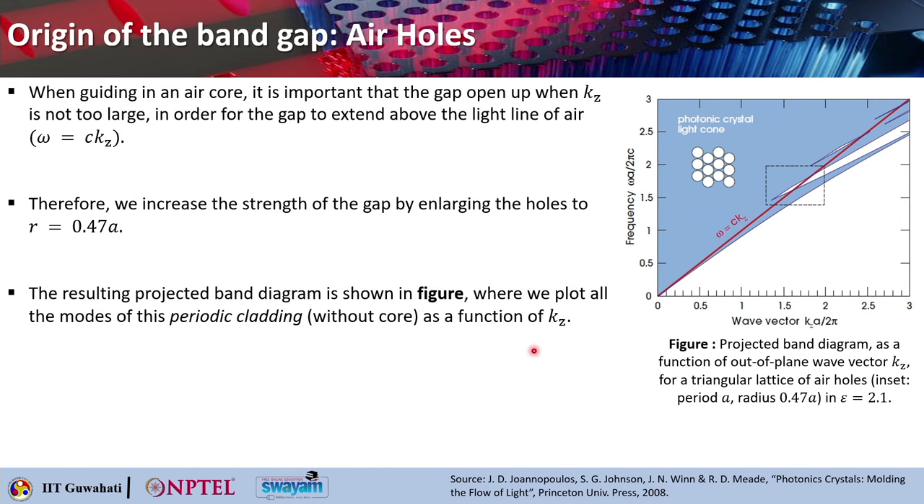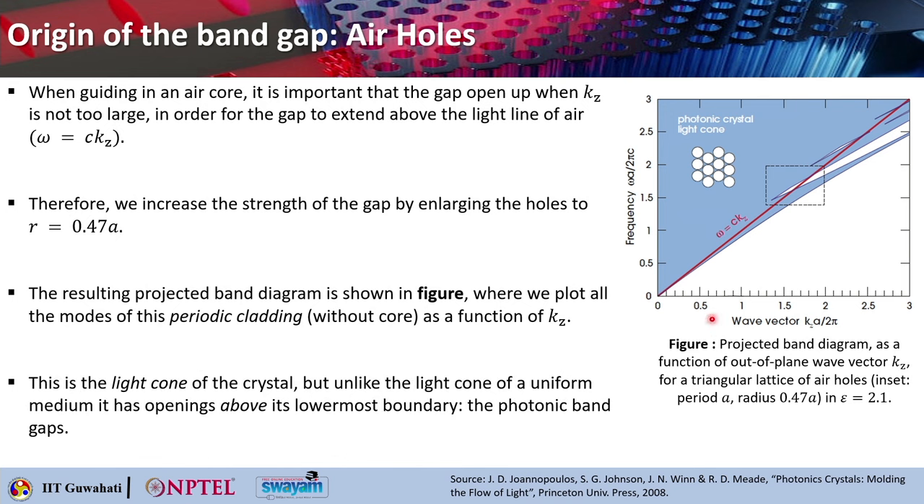The resulting projected band diagram is shown in this figure, where we plot all the modes of the periodic cladding. This is the cladding without any core, and the normalized frequency is plotted as a function of the normalized wave vector kz. Here we plot from 0 to 3, and here also it goes from 0 to 3. In this case the period is a, the hole radius is 0.47a, and the material index is taken as 2.1.